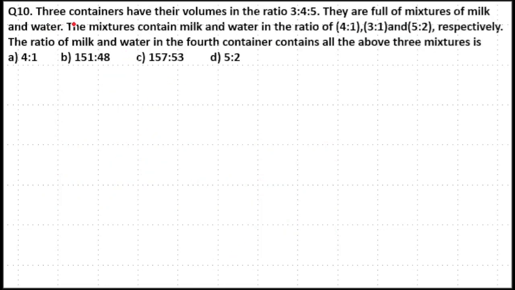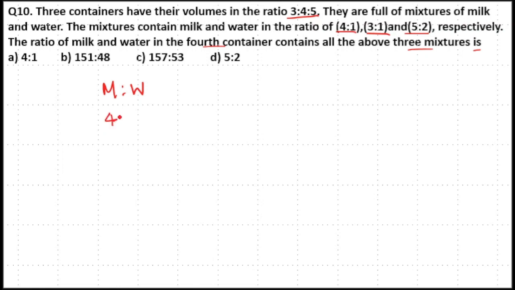Next is question number 10. 3 containers have their volumes in the ratio 3:4:5. They are full of mixtures of milk and water. The mixtures contain milk and water in the ratio of 4:1, 3:1, 5:2. The ratio of milk and water in the 4th container which contains all the above 3 mixtures is, so we have milk and water in the ratio.